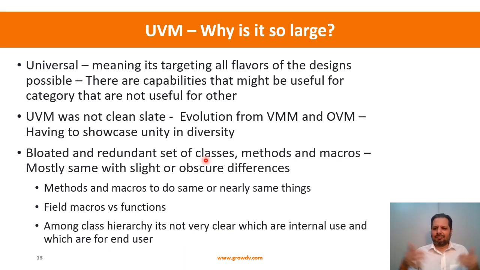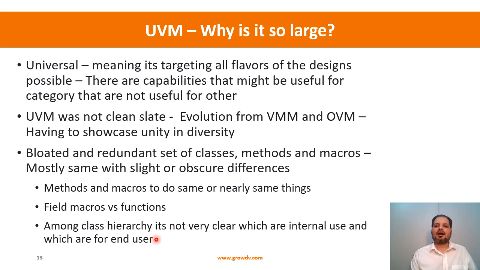That's because two different methodologies came together, and when they come together, there will always be some things that are common, correct? For example, if two sets of people are staying at two different places, and they come together and plan to stay in the same place, then you can just imagine, probably there will be two refrigerators in the same house. It's the same problem with the UVM as well. So we have field macros versus functions. You can do the same thing using the functions as well as using the field macros. Sometimes that can be confusing as well.